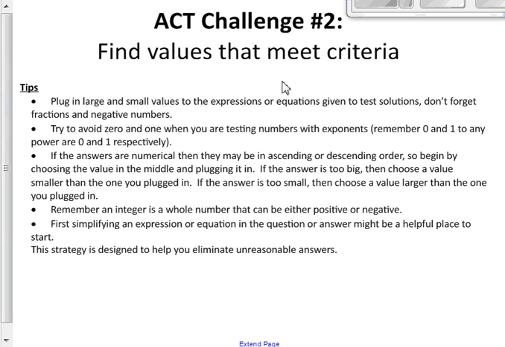You'll see that throughout this challenge we may simplify an expression or equation either in the question or the answer just to make it a little bit easier for us to actually plug in, try to get rid of some of those variables. And then just as a reminder, this strategy is designed to help you eliminate unreasonable answers. It won't always get you to the final answer, but process of elimination is a big part of this strategy.